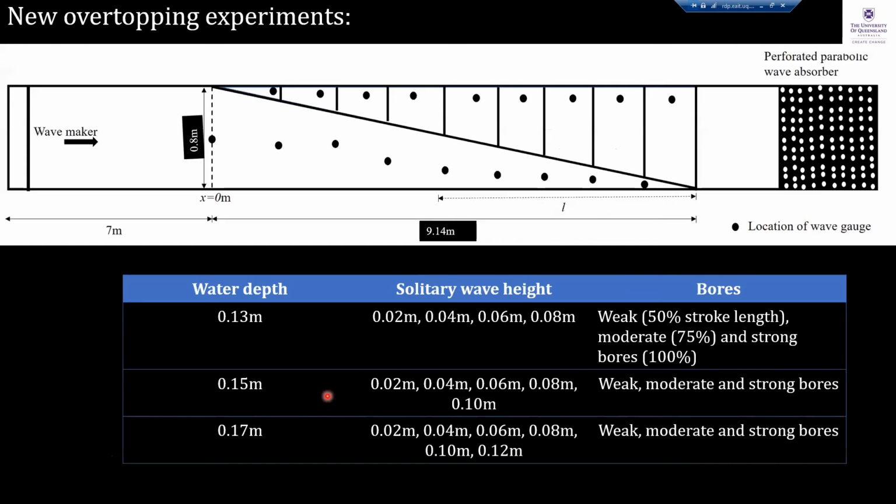So that's why... Power off. I'm sorry about that. So that's why I did some experiments in the lab. So this is the wave flume that we have at UQ, where we have a wave maker on one end, and then we have a wave absorber on the other end. And we are looking at the plan view.